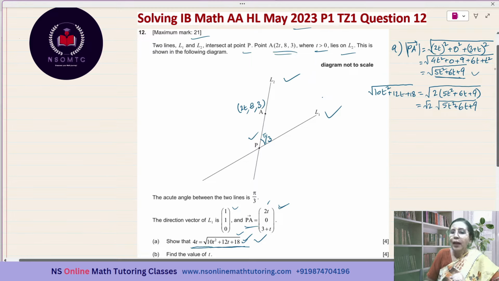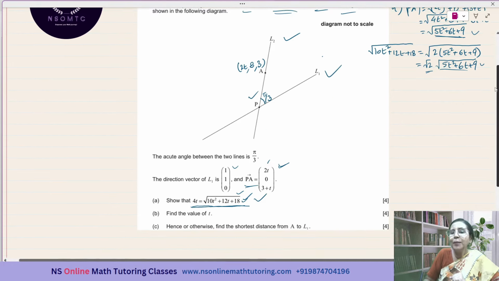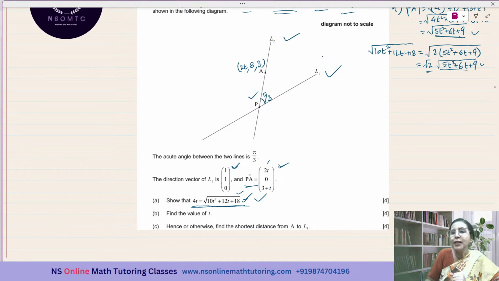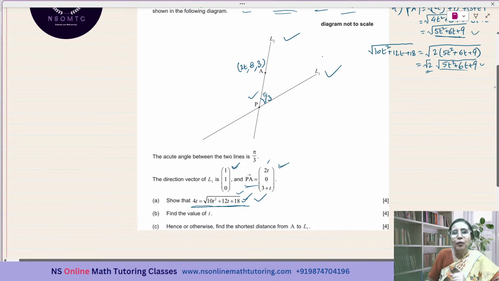Now we know that this part is the magnitude of the PA vector. So what is this other part? This part should be the magnitude of some other vector. The only other vector that we have is the direction vector of the line L1, and we see the magnitude of this direction vector is indeed root 2. So the right hand side of the equation is the product of the magnitudes of the two given vectors.